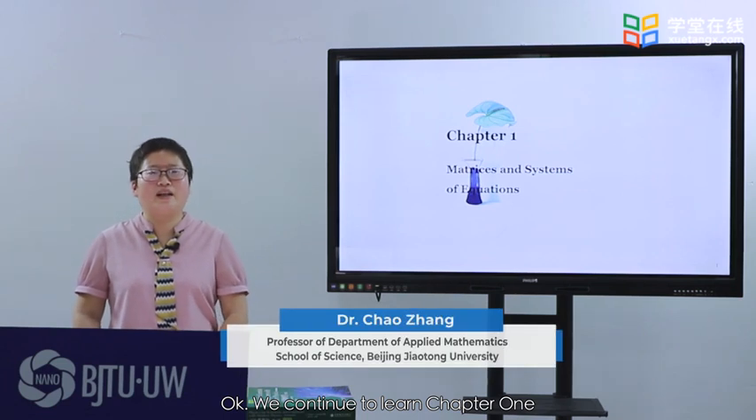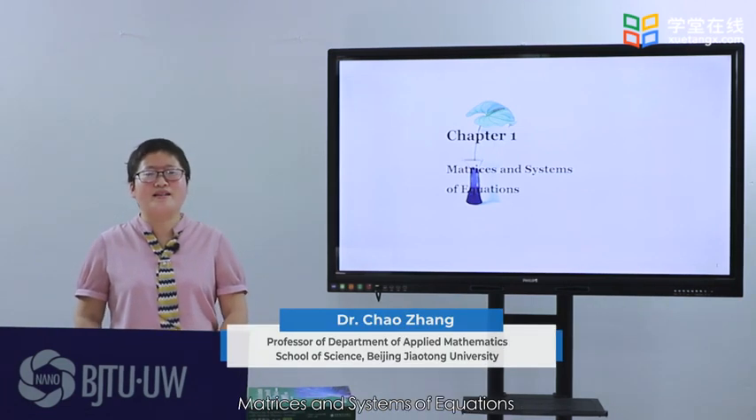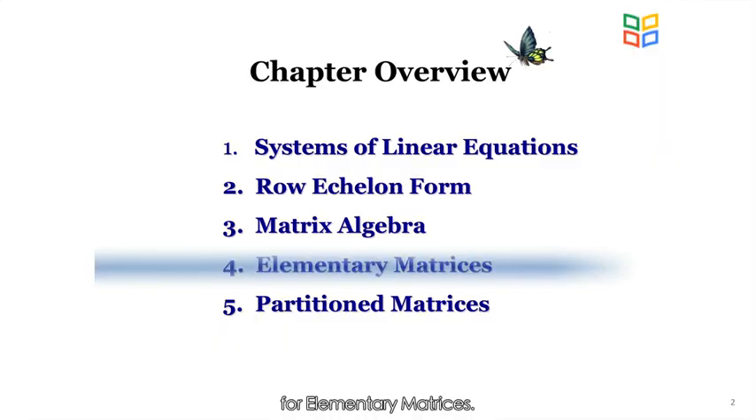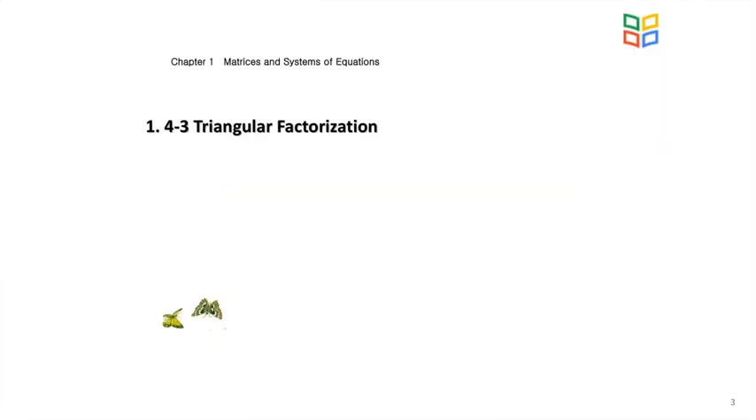Okay, we continue to learn Chapter 1, Matrices and System of Equations. For elementary matrices, now we learn the third part, Triangular Factorization.